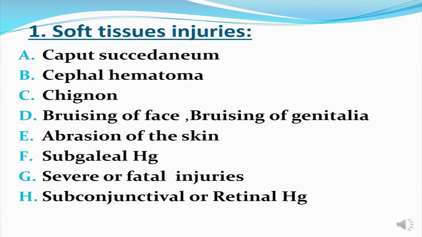Then we have subgaleal hemorrhage, which is a dangerous but rare condition. There is bleeding under the galea aponeurosis, and it can extend from the forehead to the neck and to the ears. It can cause anemia, jaundice, and might require blood transfusion.